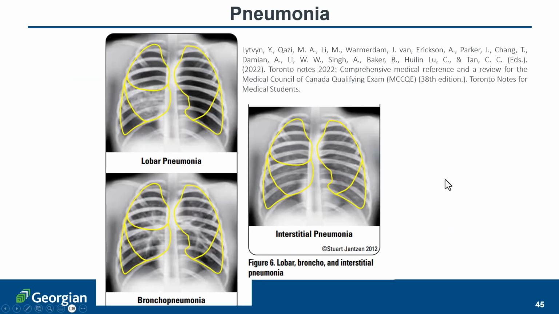Here are just a few chest x-rays, so you can see lobar pneumonia. You can see the consolidation in the middle lobe of the right lung here. In this case, it's bronchopneumonia, more towards where the bronchi are entering the lungs here. And this is interstitial pneumonia, where it affects pretty much the entire lungs, in this case, bilateral.